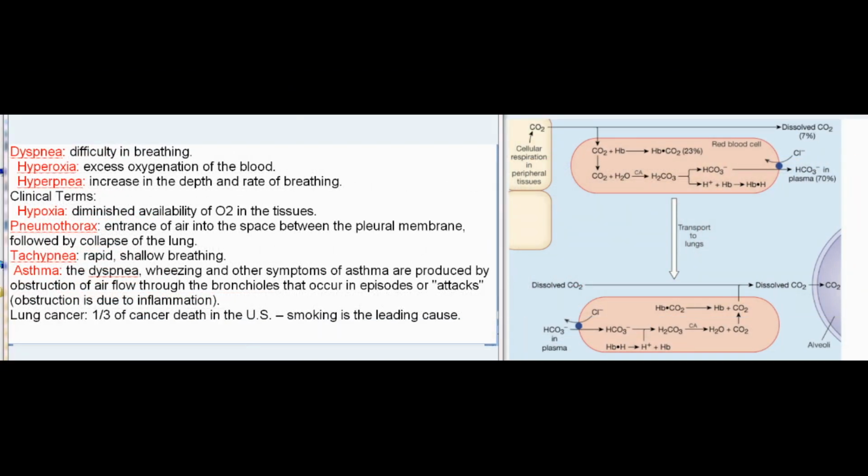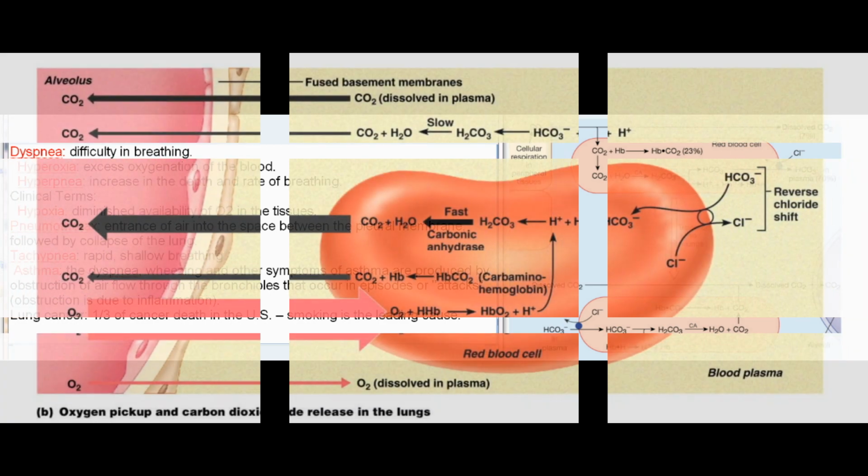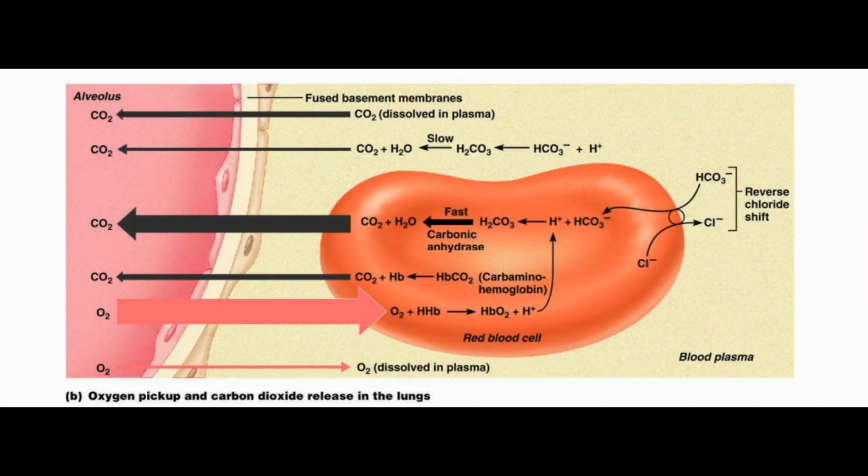Dyspnea, difficulty in breathing. Hyperoxia, excess oxygenation of the blood. Hyperpnea, increase in the depth and rate of breathing. Hypoxia, diminished availability of O2 in the tissues. Pneumothorax, entrance of air into the space between the pleural membranes, followed by collapse of the lung. Tachypnea, rapid, shallow breathing.